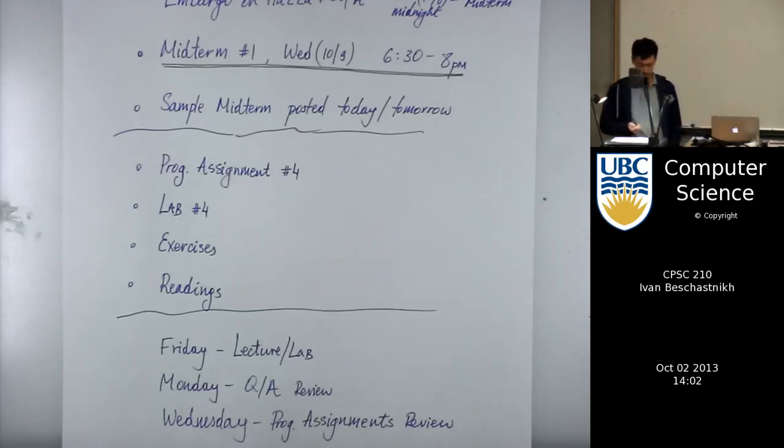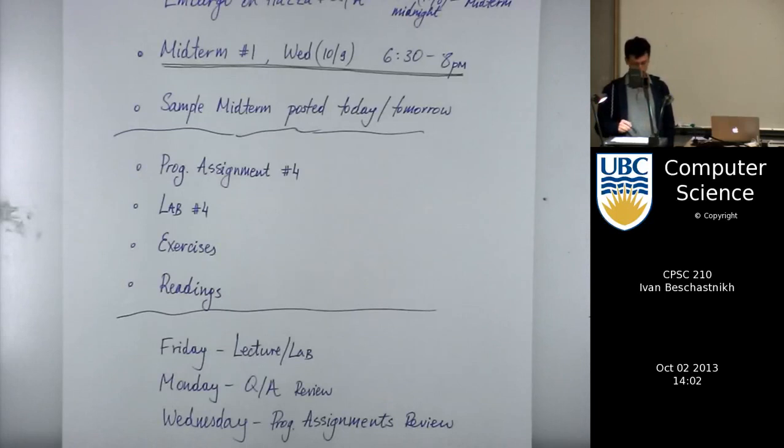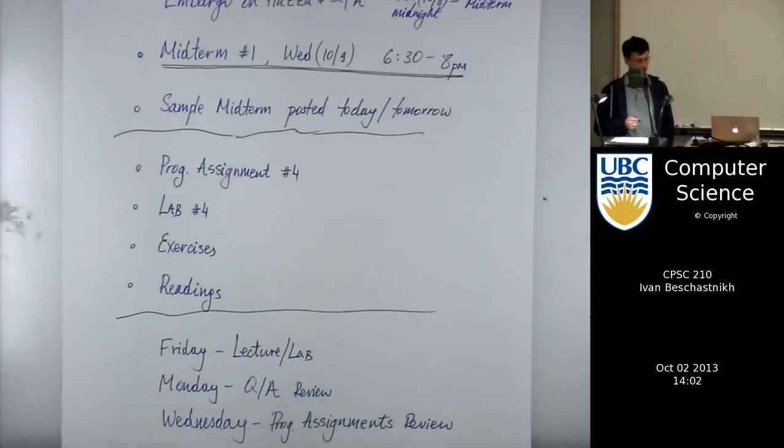And then the schedule will basically be, on Friday we're going to do a lecture lab here. It's going to be for all the topics that were covered so far. So today is going to be the last day of covering topics for the midterm. Then Monday there's going to be a QA, a review. If you ask me questions, we're going to go over the material. And then Wednesday we're going to go over programming assignments.